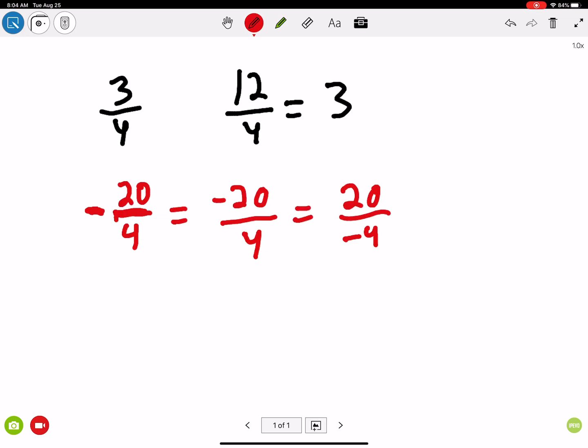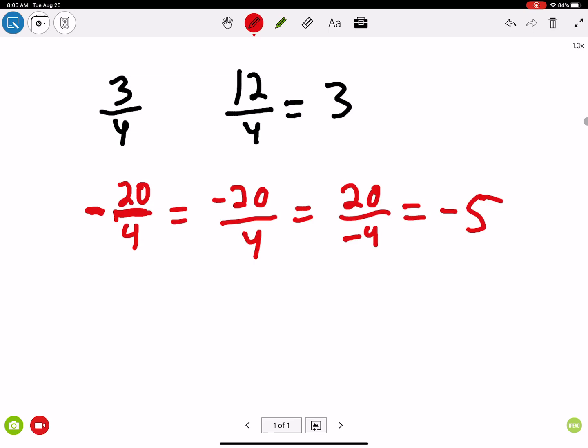Okay, there's only one negative symbol, which means the whole fraction is negative. Because when I solve this, 20 divided by 4 is 5, and if there's one negative, I know that the outcome is negative 5. So it doesn't matter whether I write it this way, where the negative symbol is right next to the fraction bar, so it's right in the middle. If I put the negative on the numerator, or if I put the negative on the denominator, all three of these fractions mean the same thing.